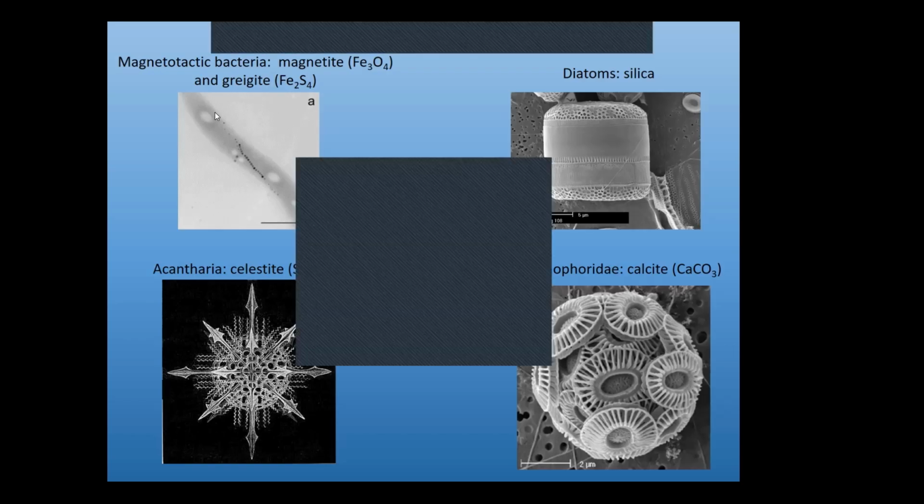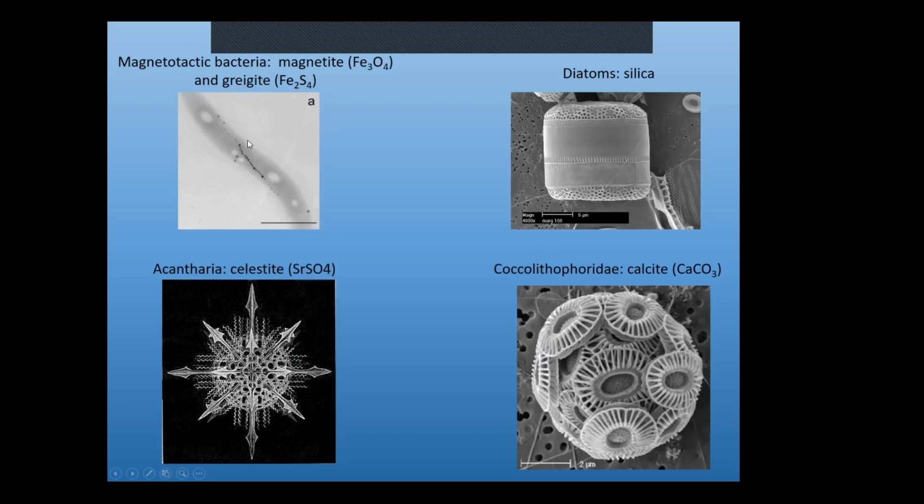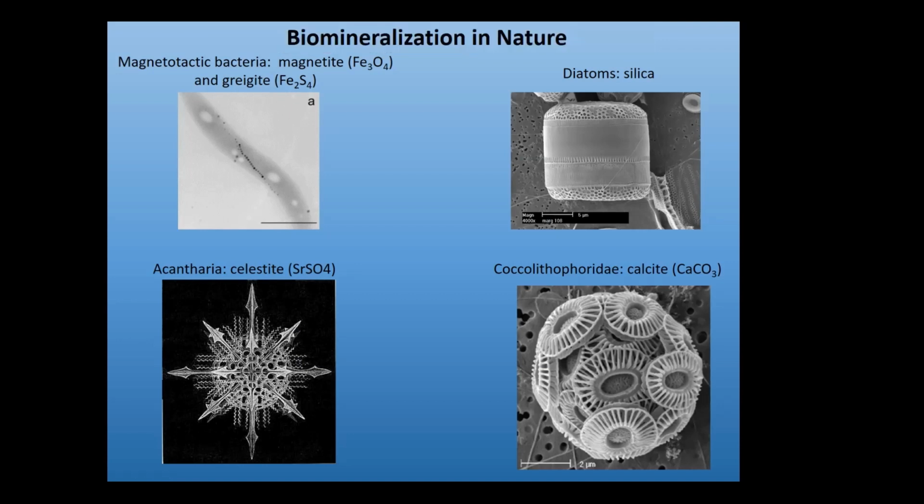Starting from the magnetotactic bacteria, which is shown here, that have these tiny little particles inside the cell, which are made of either magnetite or greigite. And they are organized in a kind of chain inside the bacteria, and they function like the needle of a compass that is helping the bacteria to orient itself along Earth's magnetic field.